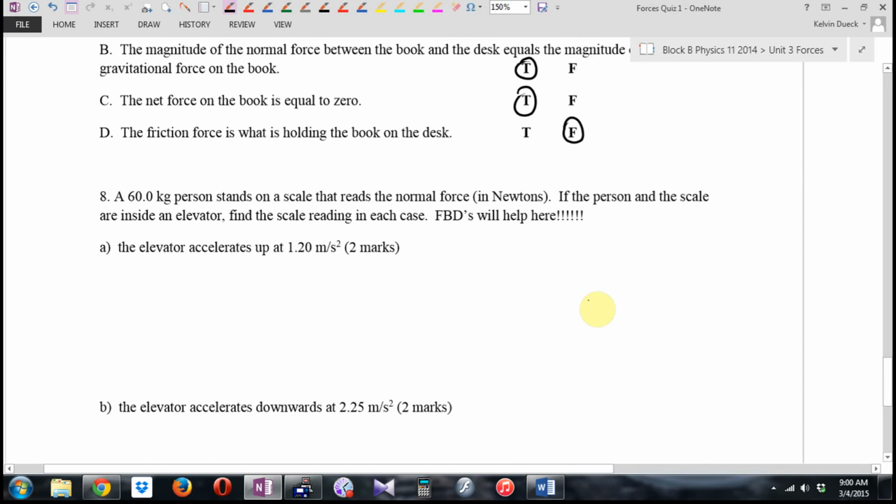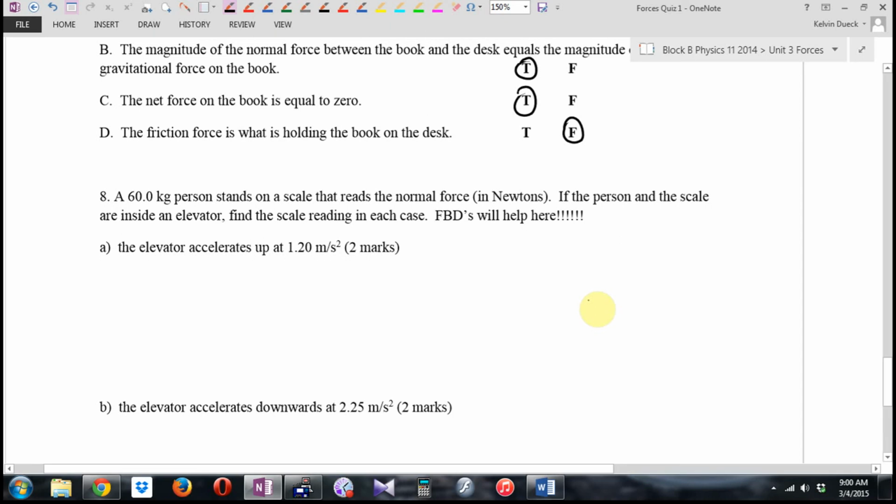Cameron, number 8 is asking me to find what? So read number 8, find the word find, and tell me what they're asking me to find. Now, Cameron is right in that he said the scale reading, but he's wrong, because whenever I say, tell me what a scale is saying, what am I really asking you to find?